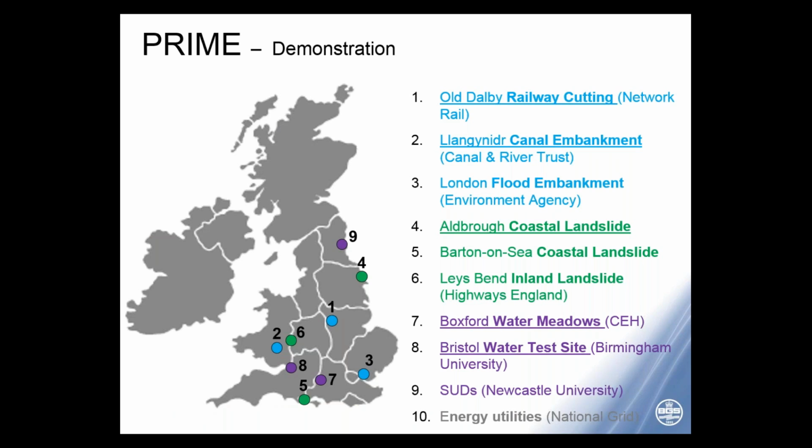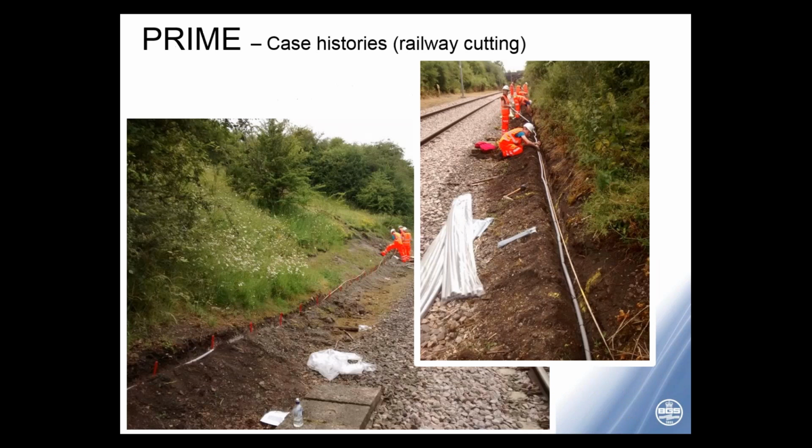We have a number of test sites being developed across the UK, as shown here. Those that are underlined have been installed and are operating as we speak. The others are due to be installed in the next few months. And I want to just take 3 of these as an example to you of the PRIME system in action. The sites I'm going to illustrate to you are site 1, 2 and 8. So a railway site, a canal site, and then a water utility site.